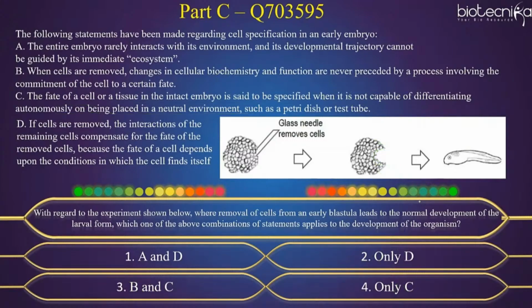So anyways, in conditional specification, if cells are removed, the interaction of the remaining cells compensate for the fate of the removed cells, because the fate of a cell depends on the conditions in which the cell finds itself. So the only way out here is they will make more and more cells over here, and by making more cells, these cells will change their fate according to what cells are present next to them. That is why no structures are seen missing in this part, and a normal embryo develops this way.